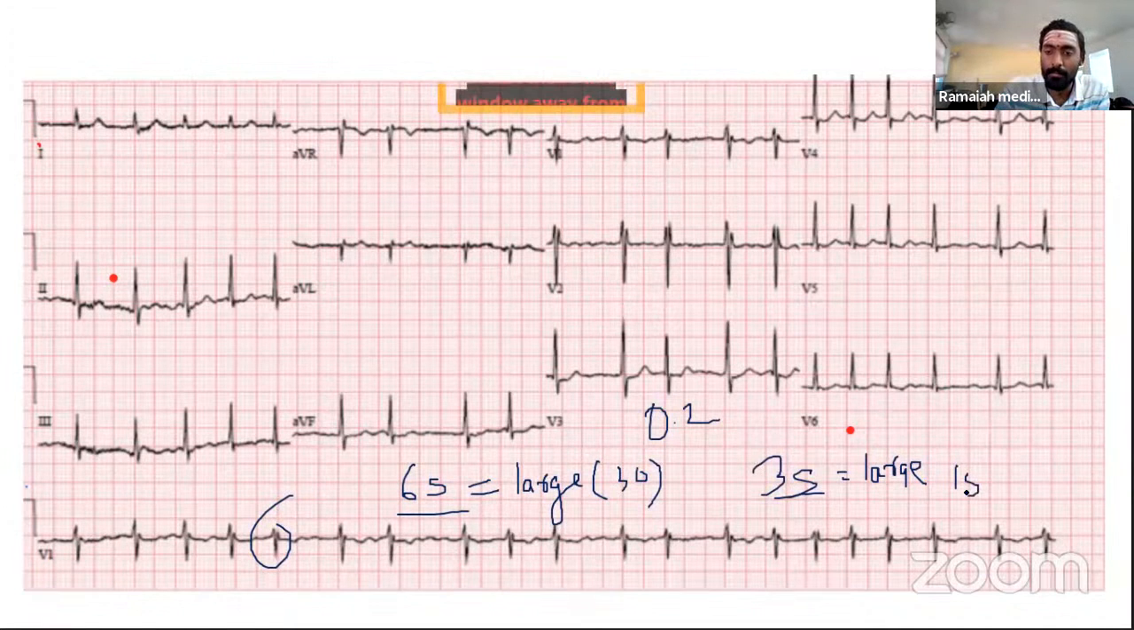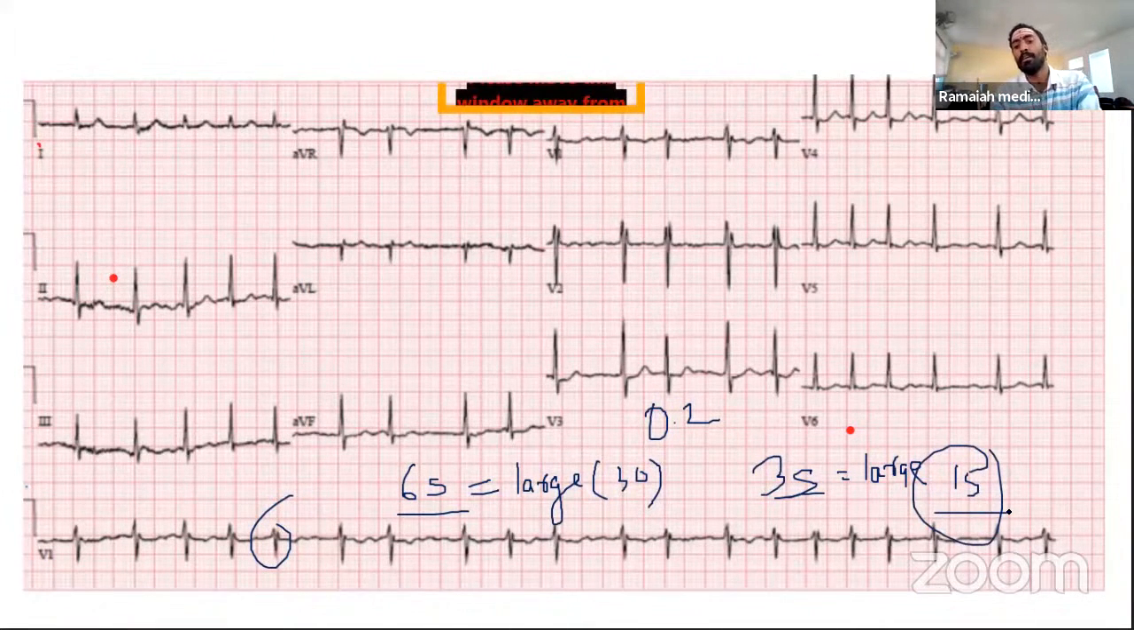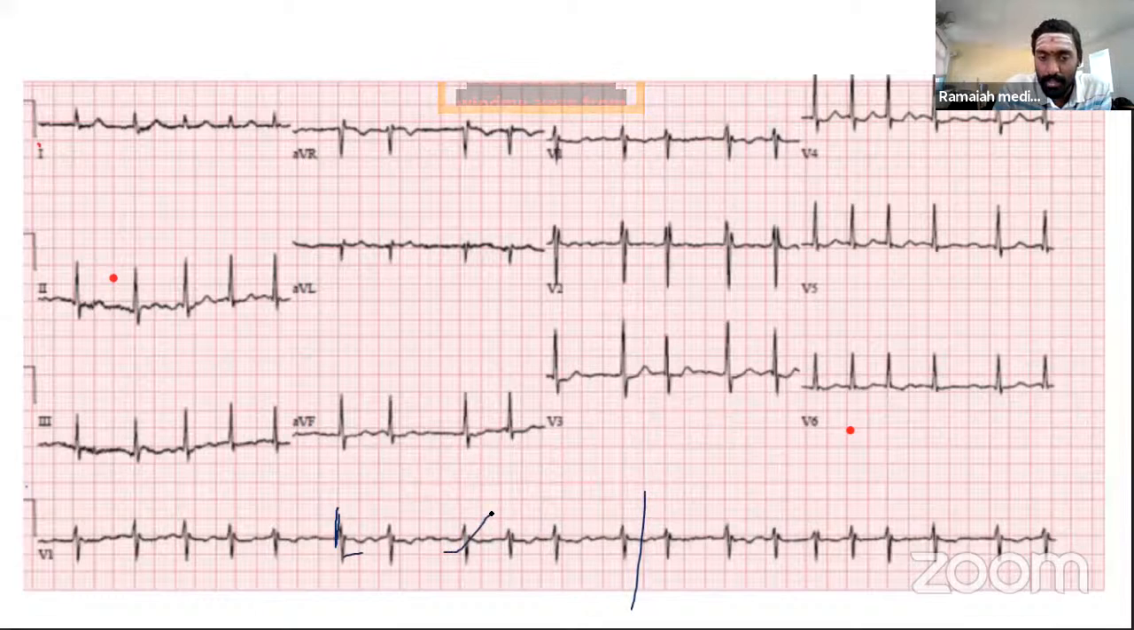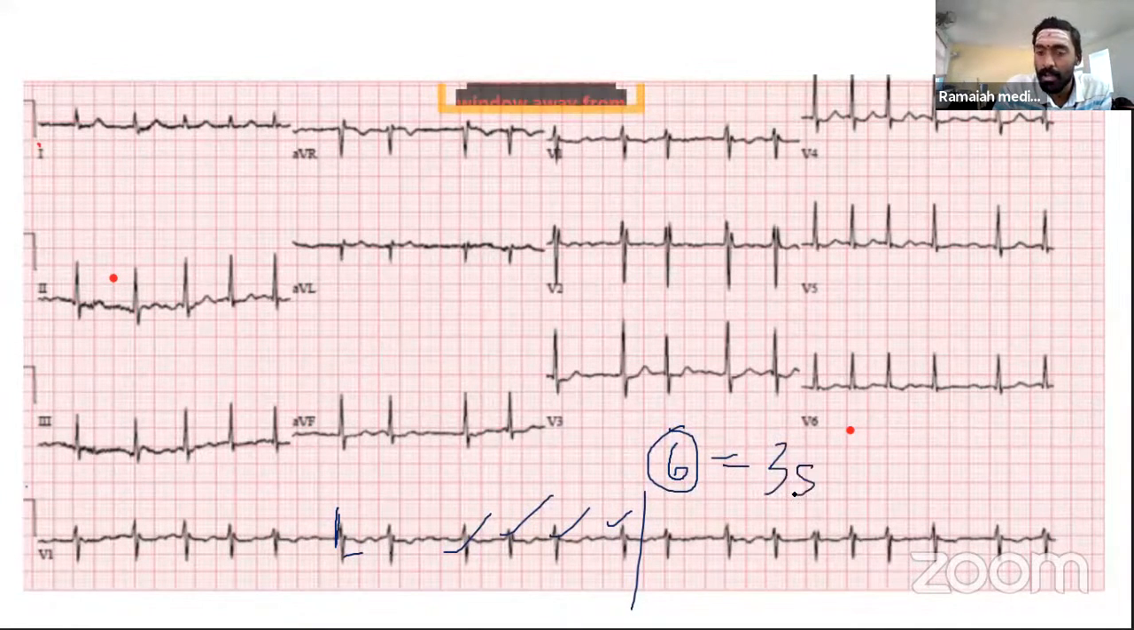So you take 15 large boxes, and you count the number of QRS complexes. So you start here. So how many boxes we have? 1, 2, 3, 4, 5, 6, 7, 8, 9, 10, 11, 12, 13, 14, 15. So this is my cutoff. So how many do I have? 1, 2, 3, 4, 5, 6. So I have 6 QRS complexes, and I have counted for how many seconds? I have counted for 3 seconds. So if I have to get for 1 minute, what is the factor I should multiply this by? Correct, 20. Very good.